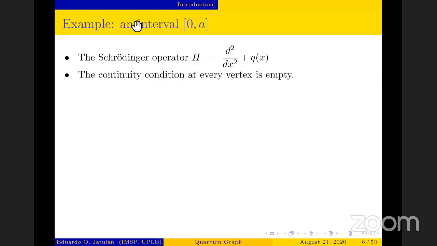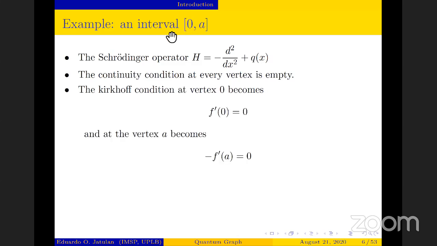And of course, the continuity condition at every vertex is empty, since we only have one edge for this quantum graph. And the Kirchhoff condition at vertex 0, we have f prime of 0 is equal to 0. And at the vertex A, it becomes negative f prime of A is equal to 0.